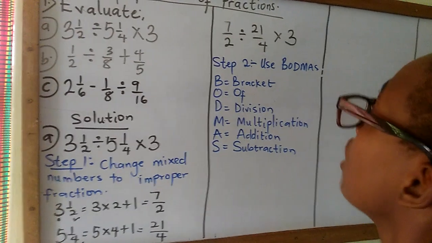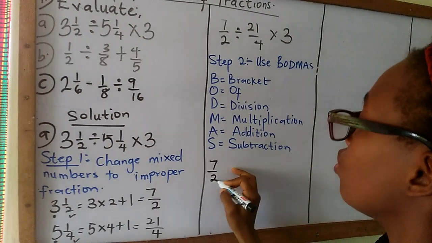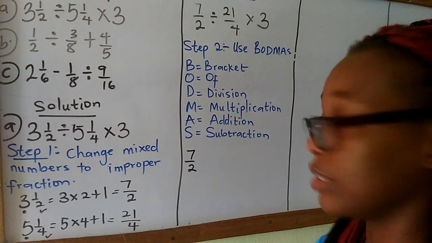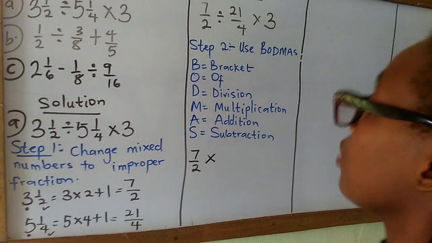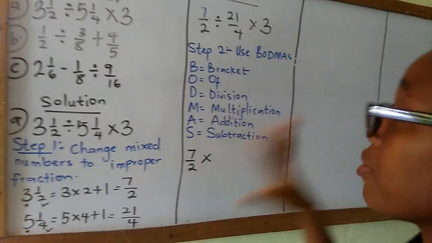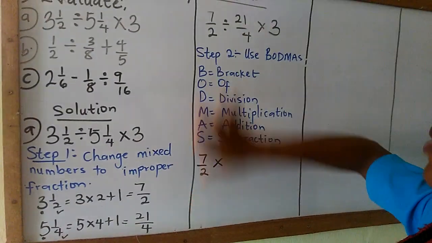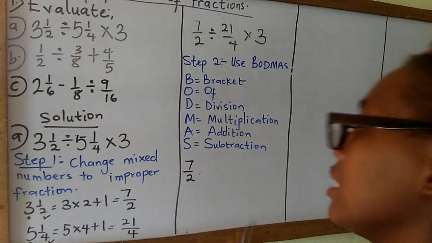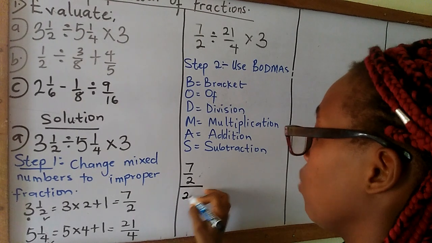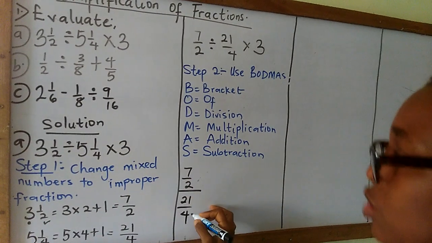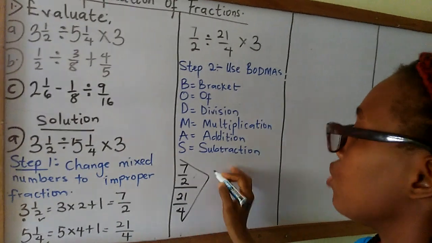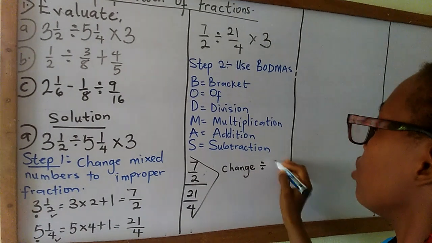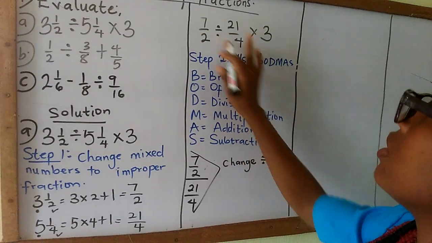So how do we do that? We have 7 over 2. We are going to change this divide to times, because divide cannot divide. In our previous class, we talked about this. So we can't say 7 over 2 divided by 21 over 4. That would look like 7 over 2 over 21 over 4, and we can't solve it this way. So the only way we can do this is to change divide to times.